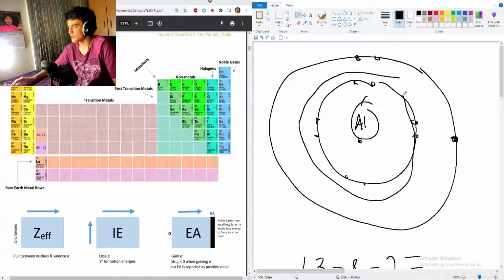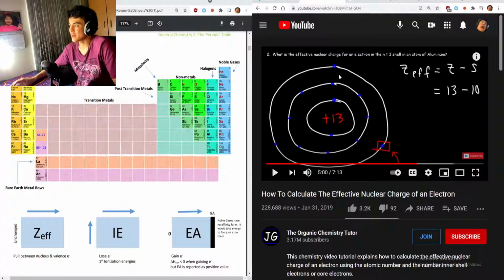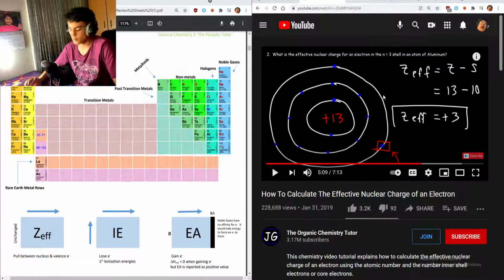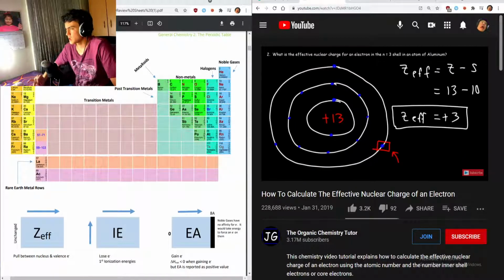So these are shielding it. He just says shielding it to make it easier for us to understand. But what's really happening is, it's farther away from the nucleus, so aluminum has a harder time pulling it. So it's a less effective nuclear charge. So it's going to be 13 minus 10, which is 3. So that is the effective nuclear charge for an outermost electron in aluminum in the n equals 3 shell.